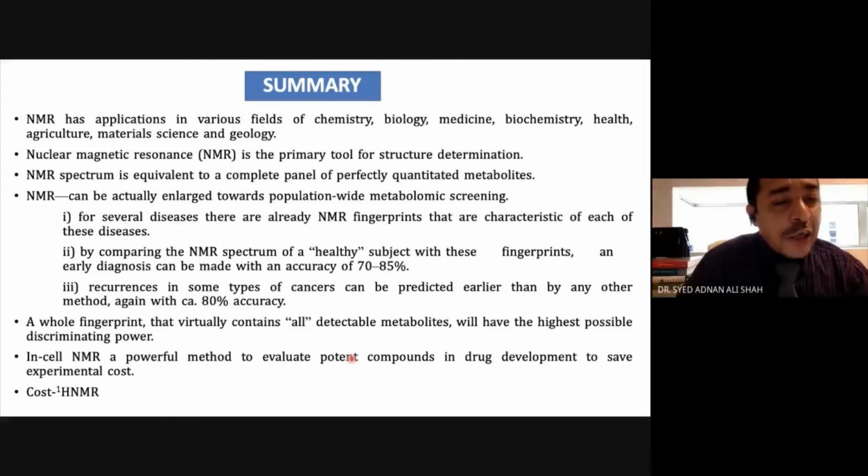And we are very fortunate that we have the NMR instrument. So the cost has already been cut out, meaning that only the cost for the proton NMR, or no cost, right?